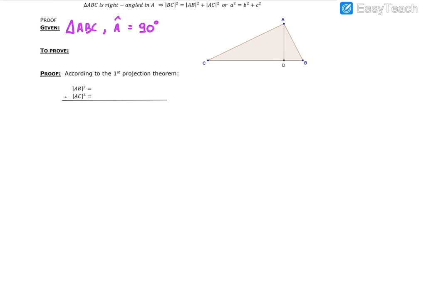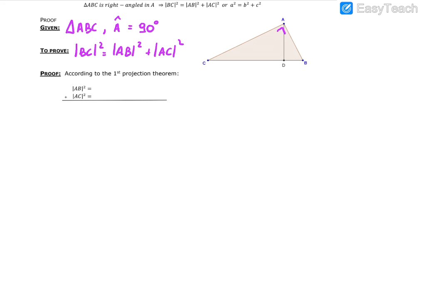We are working in triangle ABC, and we know that A is 90 degrees. To prove is the fact that the square of the hypotenuse is equal to the sum of the squares of the two right-angled sides. Well, this proof, although it is the most famous proof in math, you're going to see that it's very easy because we have our first projection theorem. And our first projection theorem was a theorem that was teaching us about the right-angled side.